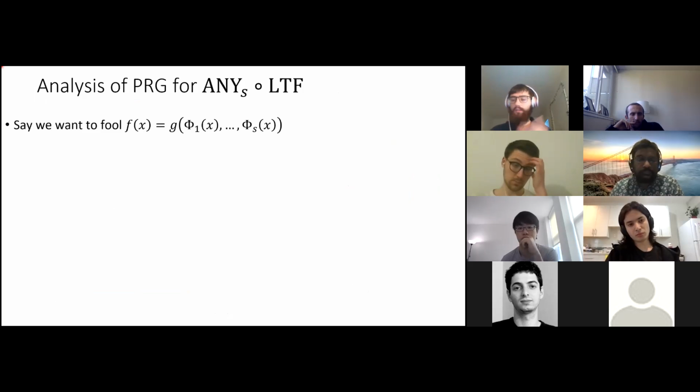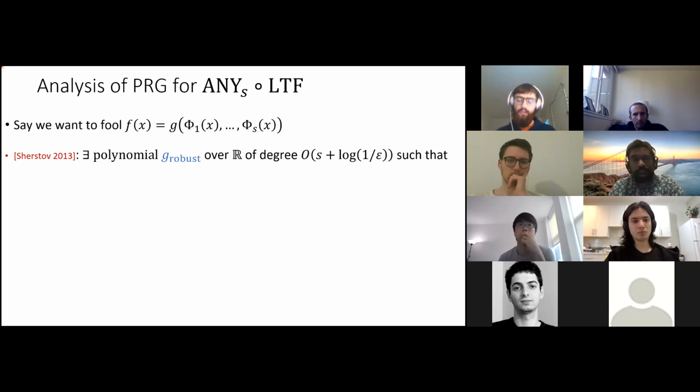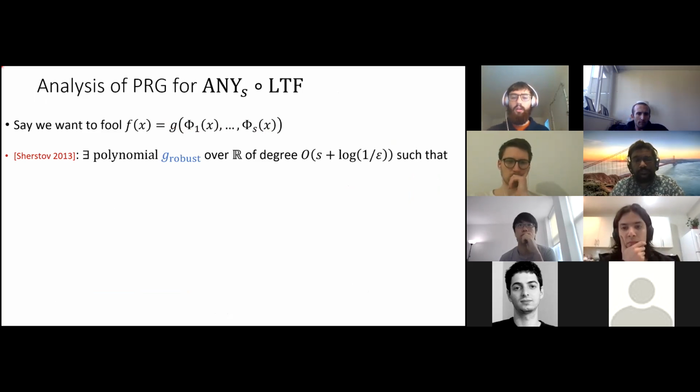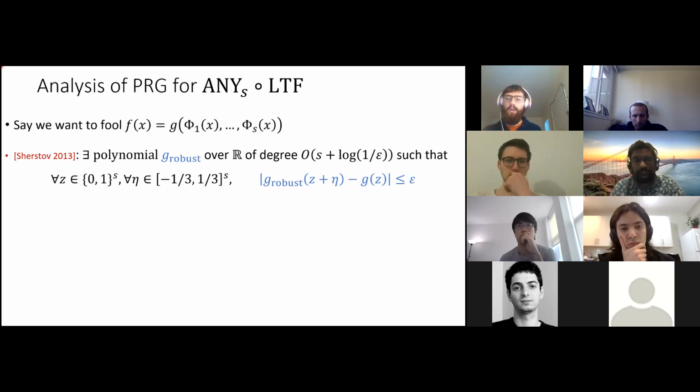So the way we do that is, let's say we're trying to fool this function that's like g of a bunch of LTFs. G is just an arbitrary Boolean function. Then we use this really cool result by Sherstov that says polynomials can be made robust to noise. Sherstov designed a low degree polynomial, G sub robust, let's call it. This is a multivariate real-valued polynomial that computes G in a way that's robust to errors at the inputs. So for any input Z and for any error vector eta, if you introduce additive error up to 1/3 at each coordinate, then the robust polynomial outputs the correct value to within this tiny additive error plus or minus epsilon.